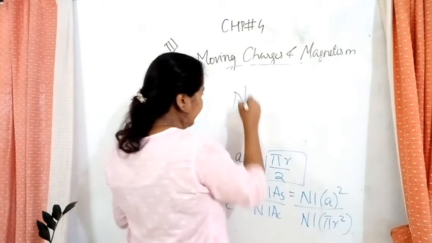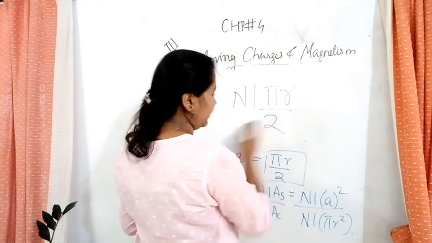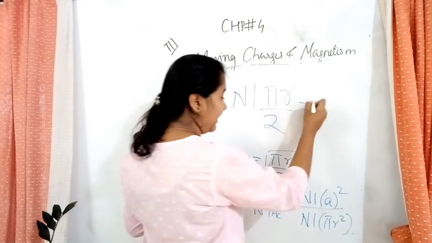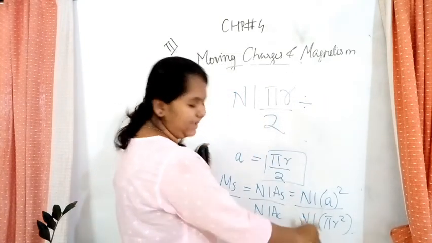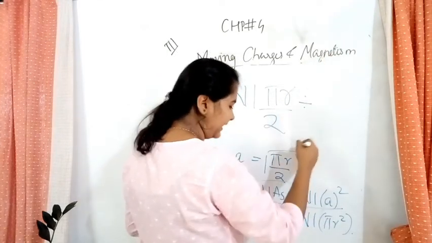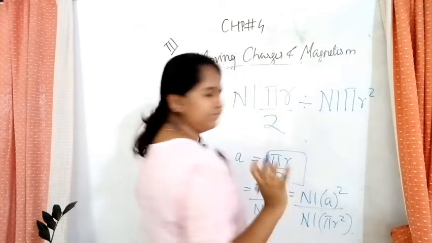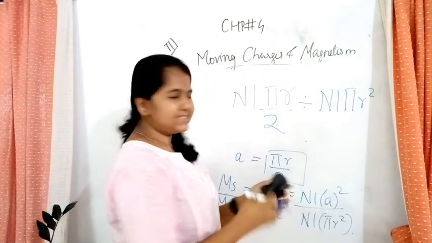That is Ni into pi r divided by 2. This entity is again divided by what? Our Ni value, that is Ni into pi r square. So what will we do? Divided by Ni pi r square. Am I right?